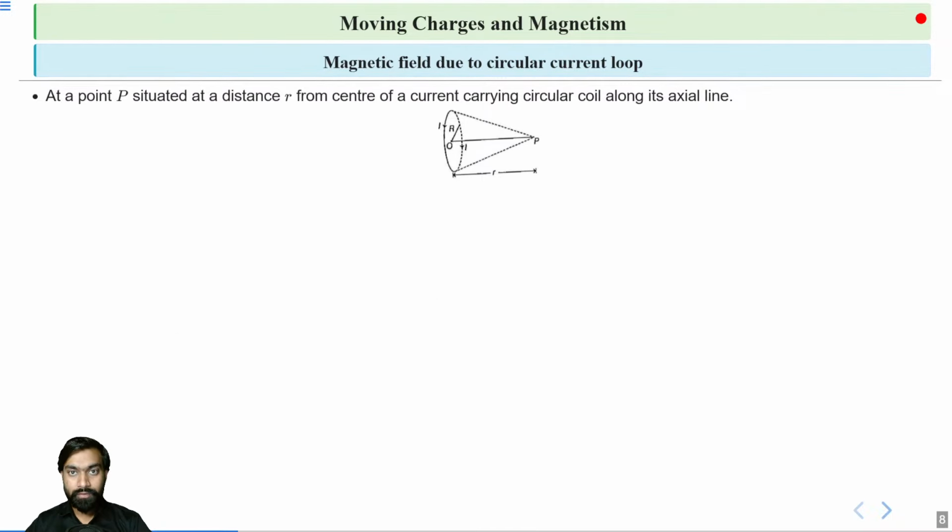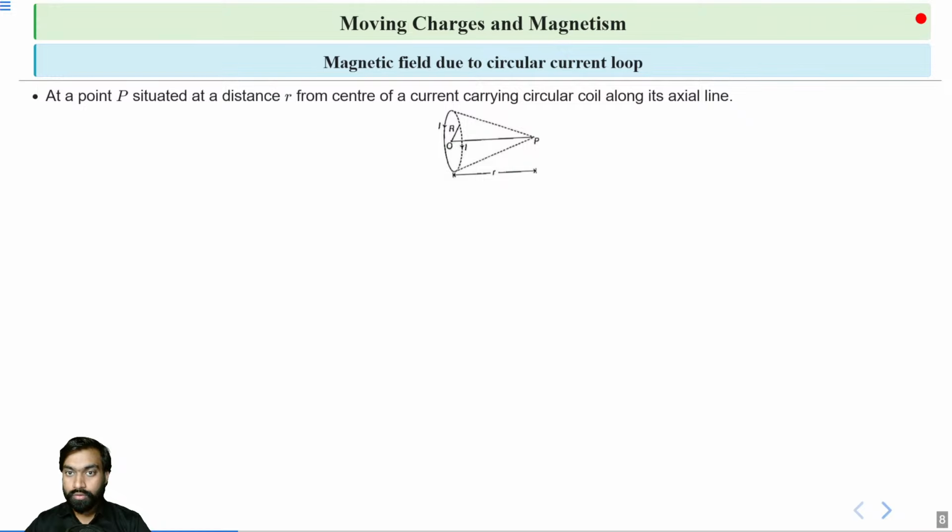Now we will discuss magnetic field on the axis of a circular current loop. Consider a circular coil of radius R carrying a current I, with N number of turns. We look at a point P located at a distance r from the center O of the coil along the coil's axial line, the line perpendicular to the plane of the coil passing through its center.